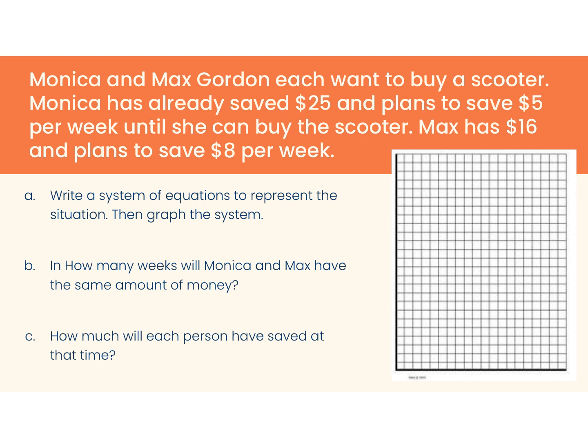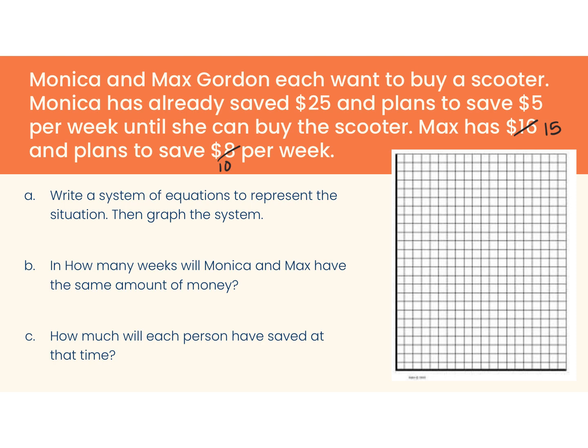And I'm going to change these numbers just for the sake of the graph. It's hard to graph when our first numbers are 5 and 25 and our next numbers are 8 and 16. There's really no good numbers that they meet at, so I'm going to change these two. So change them on yours. I'm going to change this 16 to a 15 and change that 8 to a 10. Okay, so Monica has already saved $25 and plans to save $5 per week until she can buy the scooter. And Max has $15 and plans to save $10 per week.